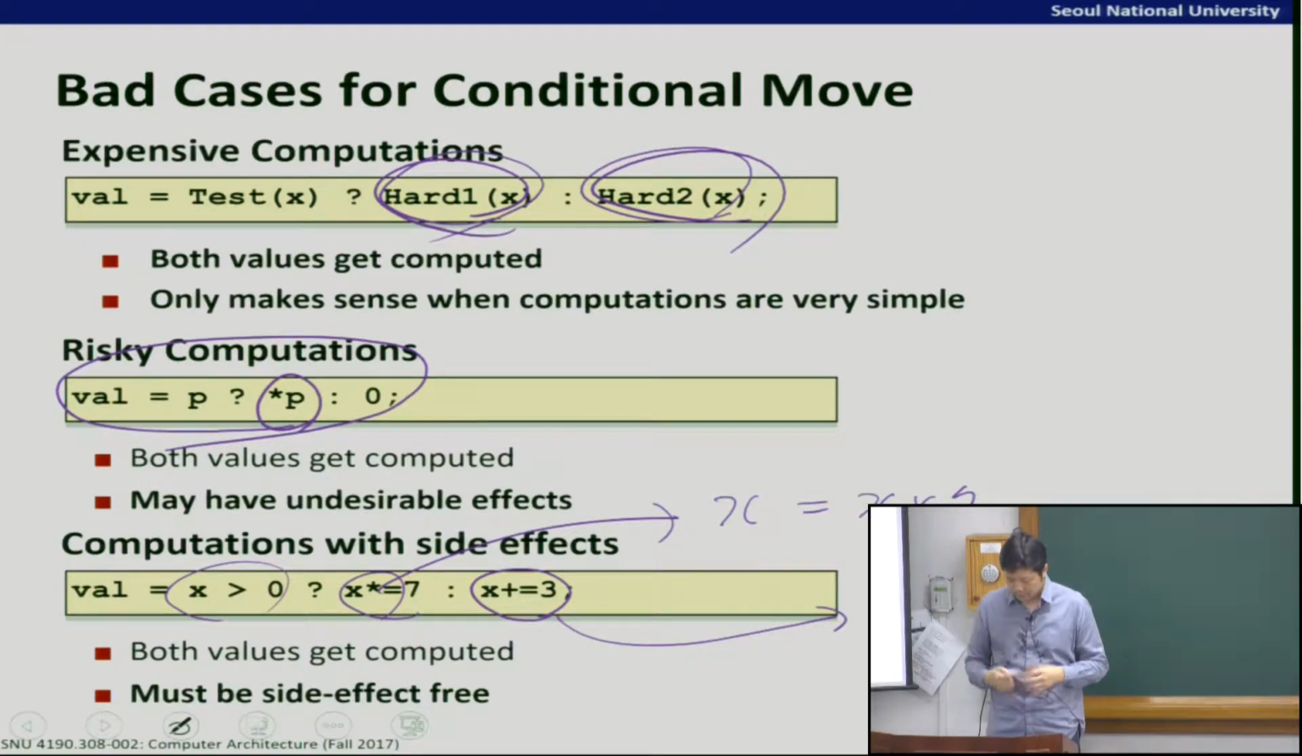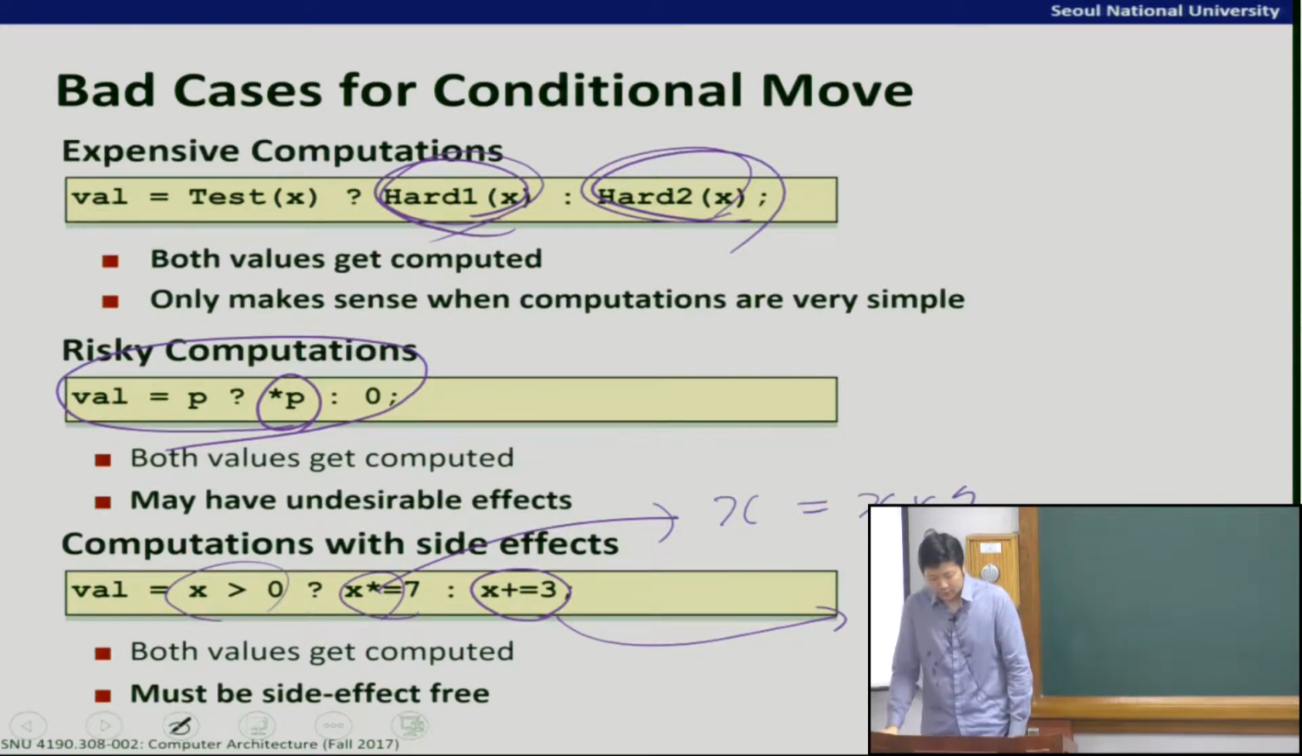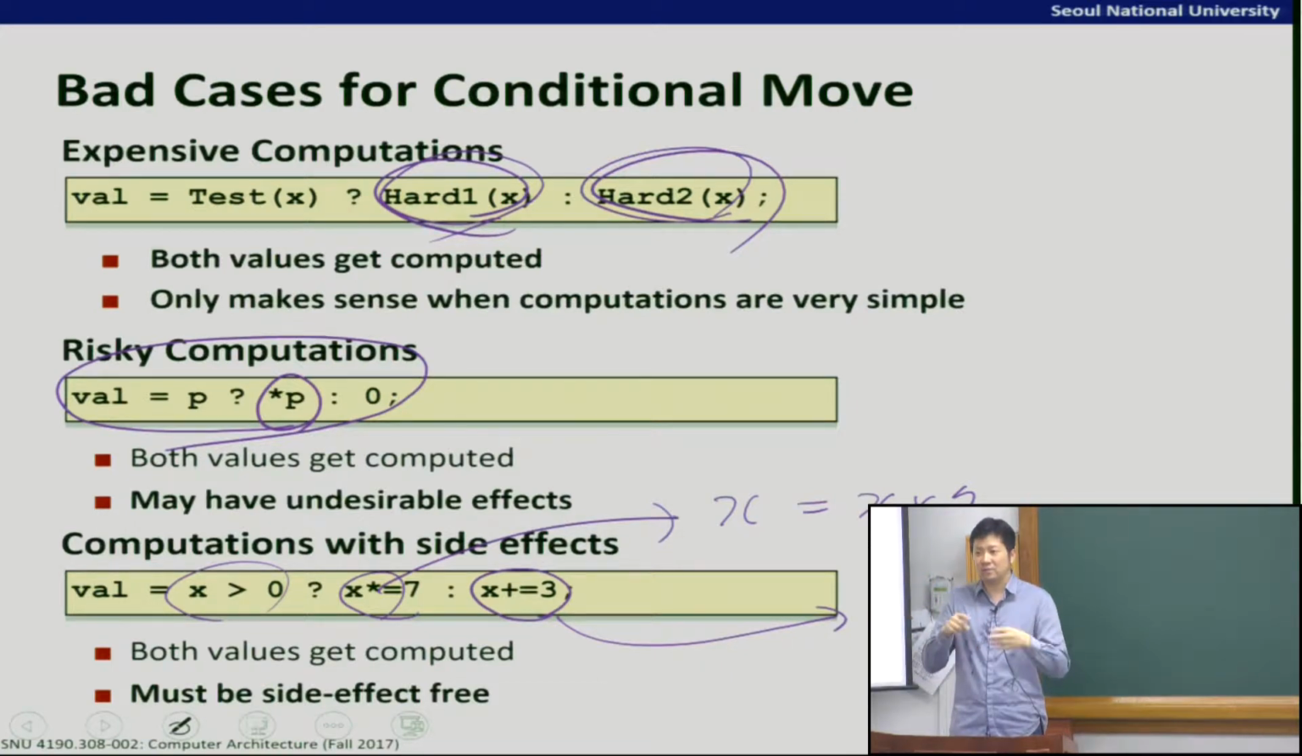So this one will be another bad case for conditional move. The compiler is actually smart enough that if it detects such a case, it avoids using conditional moves.